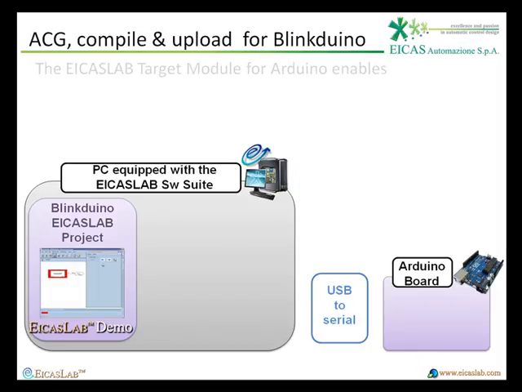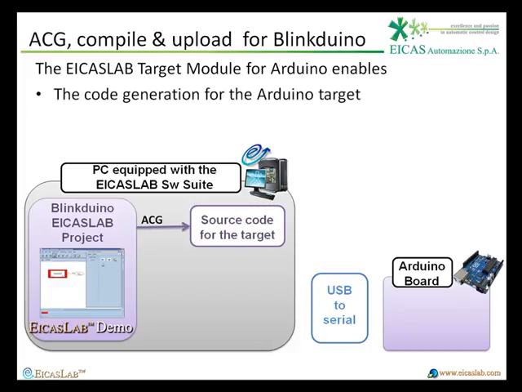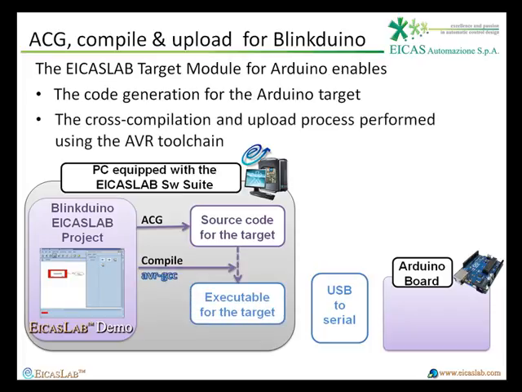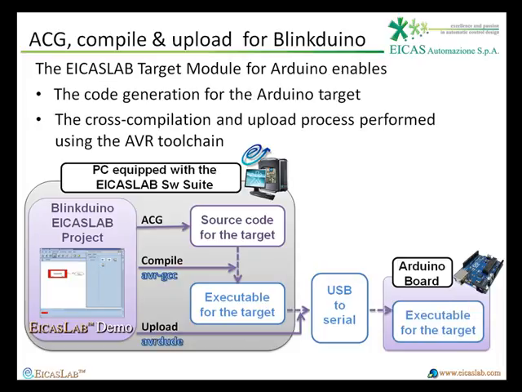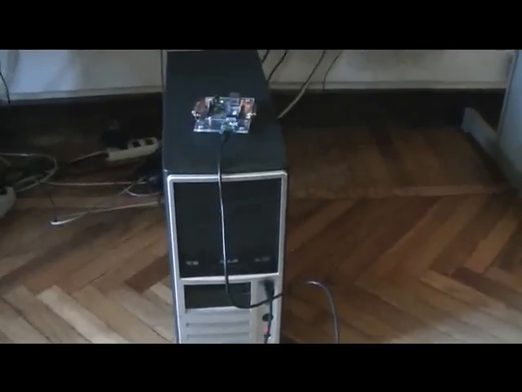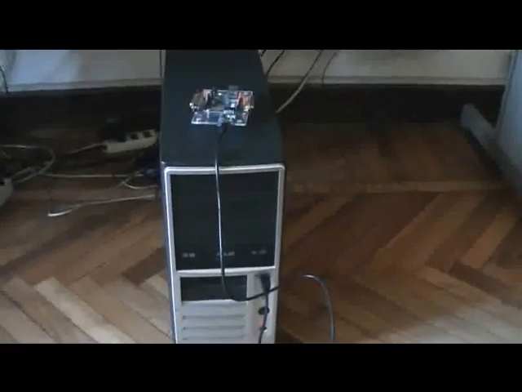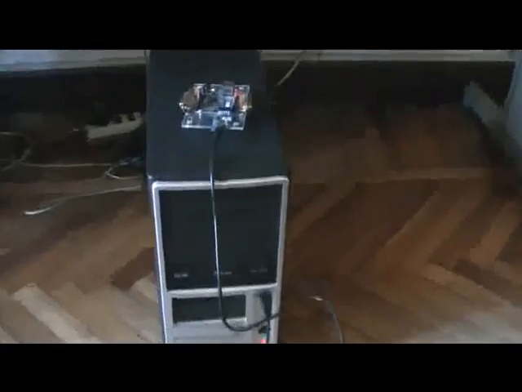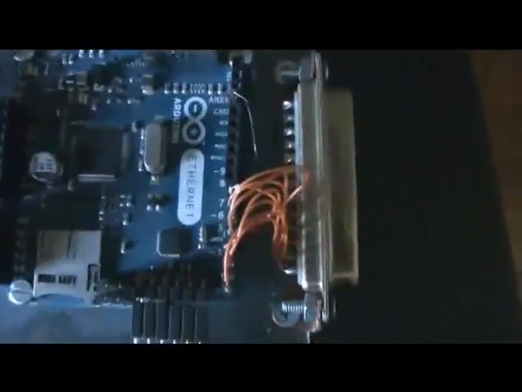Having at disposal the EICASLAB target module for Arduino, you can easily generate the code for the Arduino target and, using the AVR toolchain utilities, cross-compile and then transfer the code to the flash memory of the external microcontroller board, as we will now see, showing a practical demonstration of the software. Let's now proceed with the practical demonstration. We will use a PC connected through a USB to serial device to an Arduino Ethernet board. Let's now work with the software.